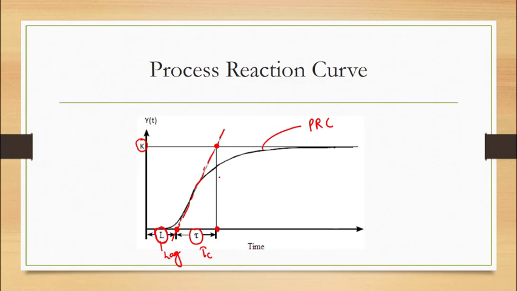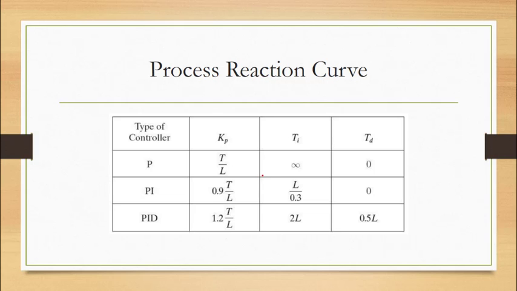So three parameters are very important from this process reaction curve: one is the lag of the system, the second is the time constant, and the third is the steady state value of the process reaction curve. Once we get these three parameters, getting the values of Kp, Ti and Td, and hence Ki and Kd, is easy. Once we have L, tau and K, we can easily find out the Kp, Ki, Kd values.